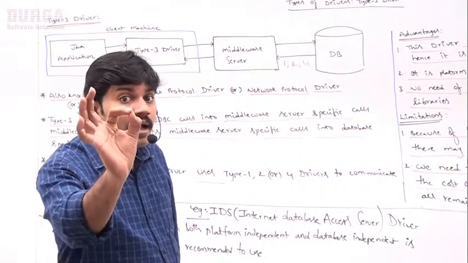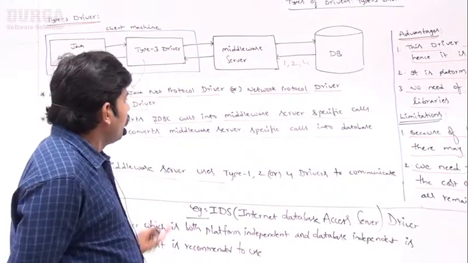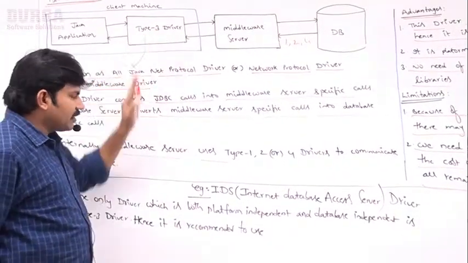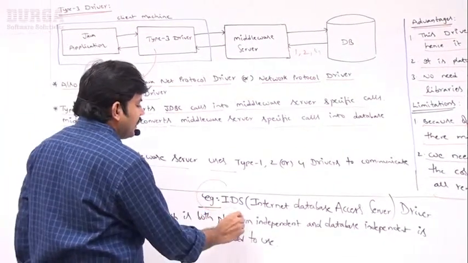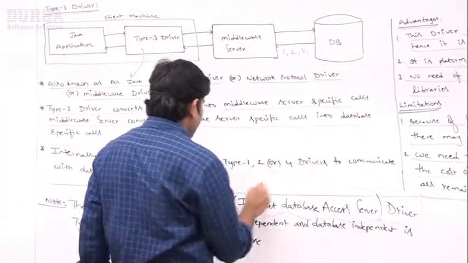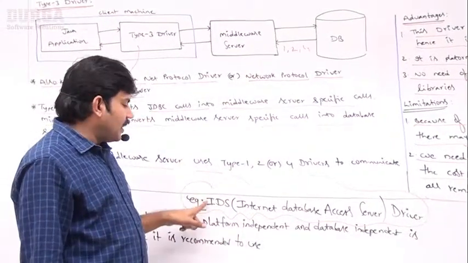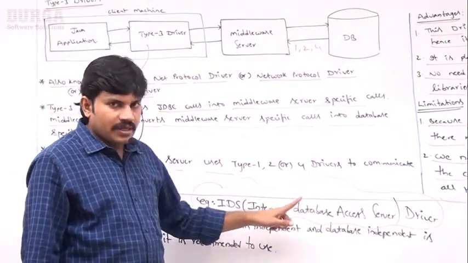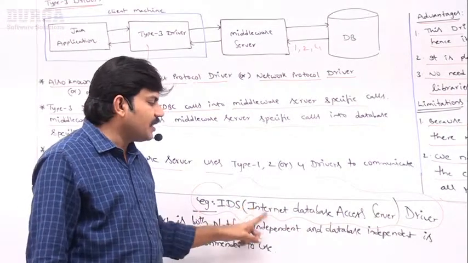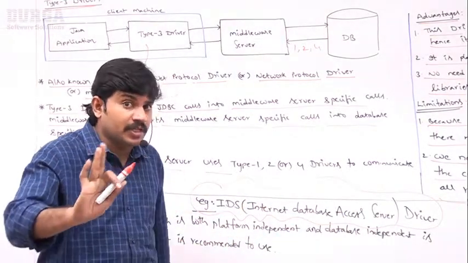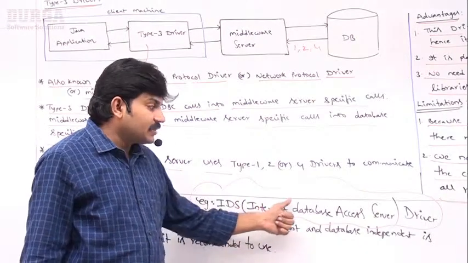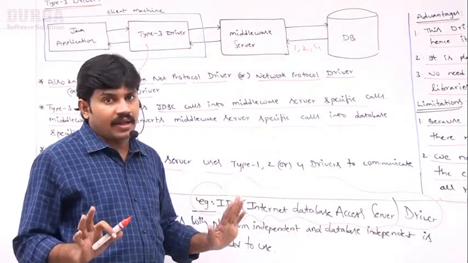Clear, right? The last note I have to cover: can you please give an example for the type 3 driver? What is that example? The IDS driver. What is that? IDS, Internet Database Access Server. I will explain how to use this with a program. Don't worry about that. The IDS driver is the type 3 driver.